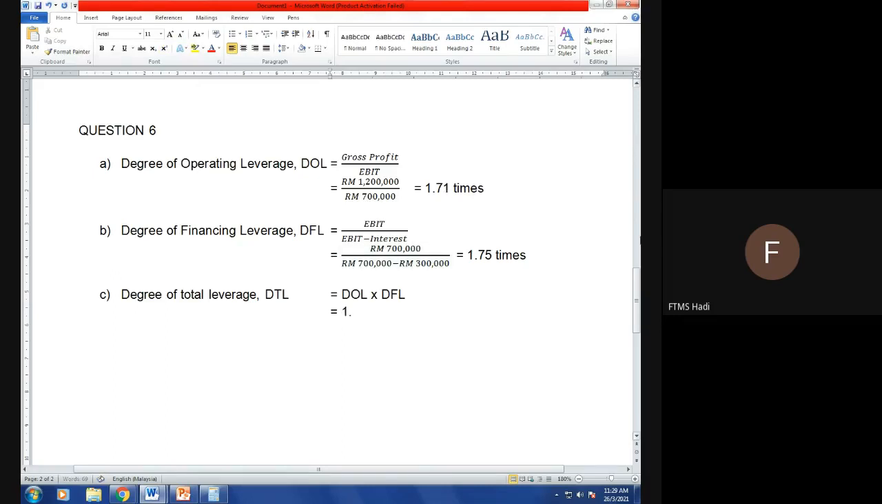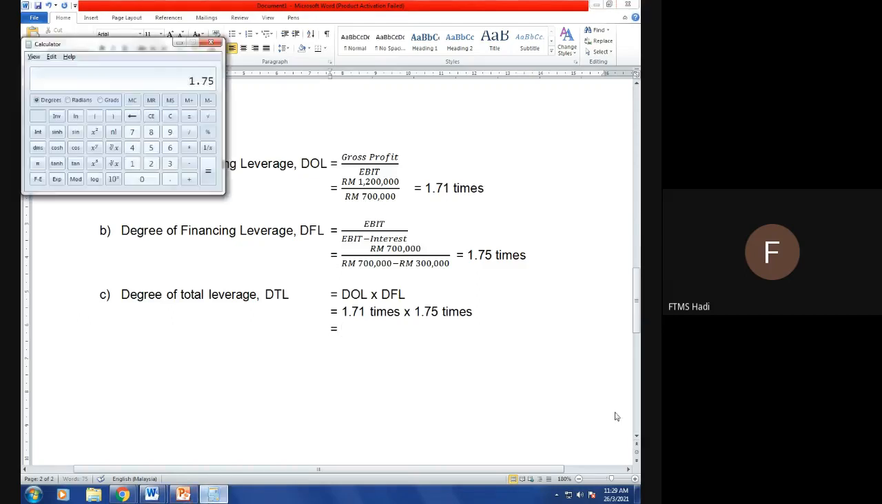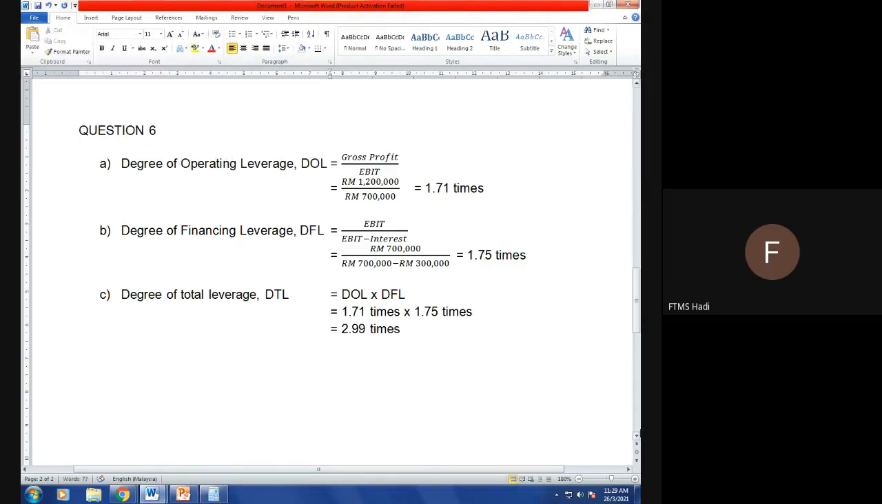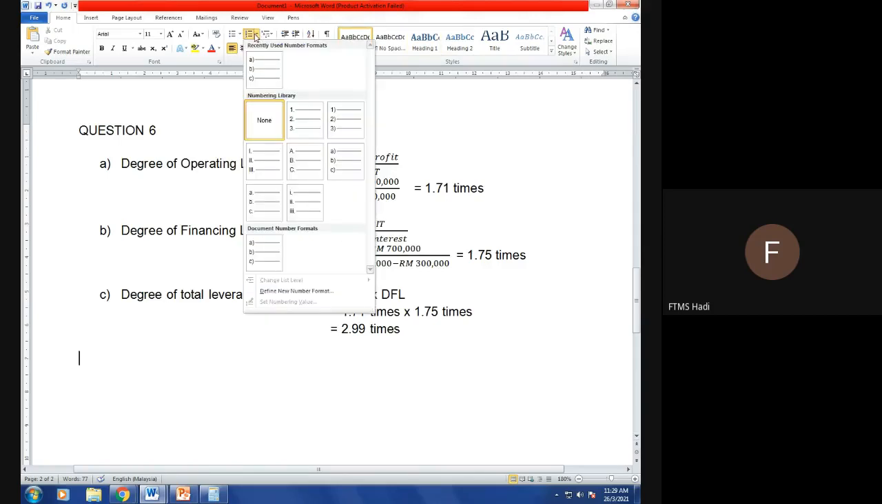In this case, 1.71 times multiplied by 1.75 times, which equals 2.99. Okay, so that is the third question.